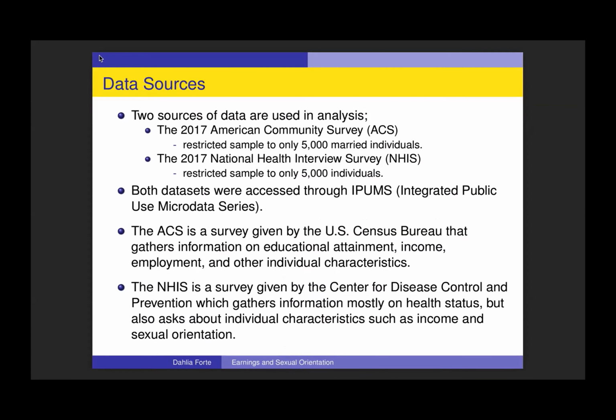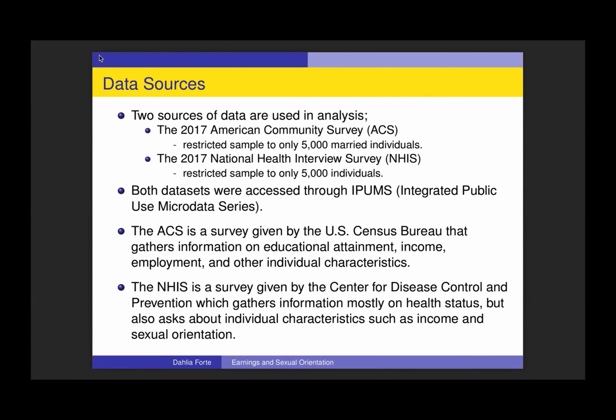I restricted it to only married individuals, because they have a variable in their survey for same-sex married couples that equals 1 if the individual in question is part of a same-sex married couple and 0 otherwise. It's not fair to compare only gay married people, or people in same-sex married couples, with people who are heterosexual and unmarried, because marriage is associated with higher wages throughout your life.